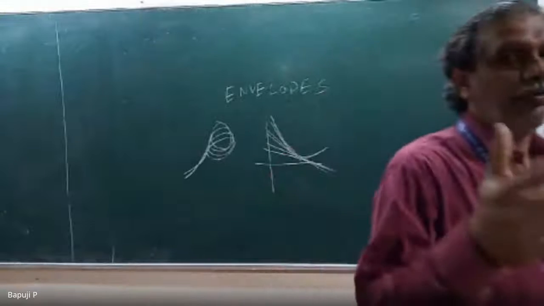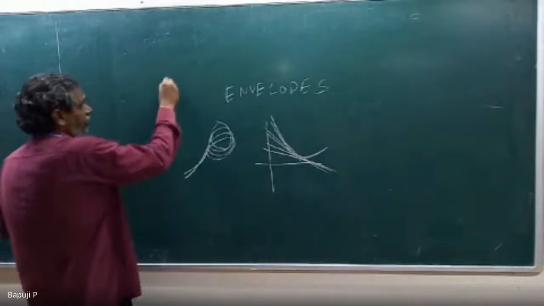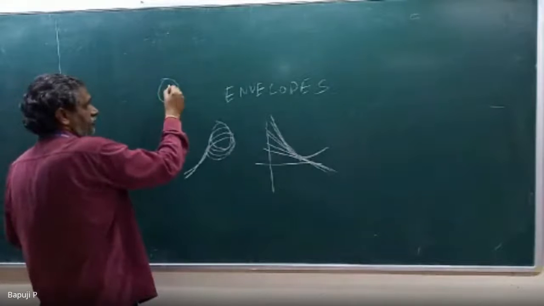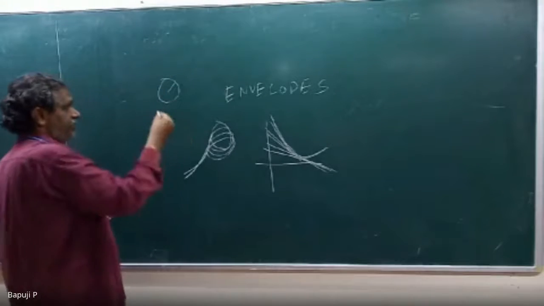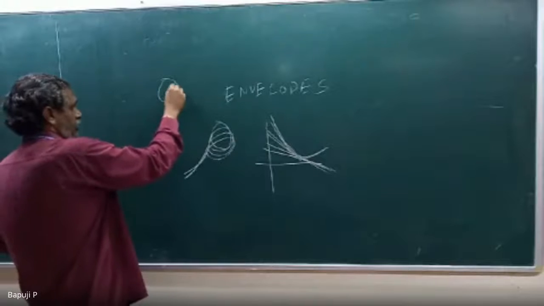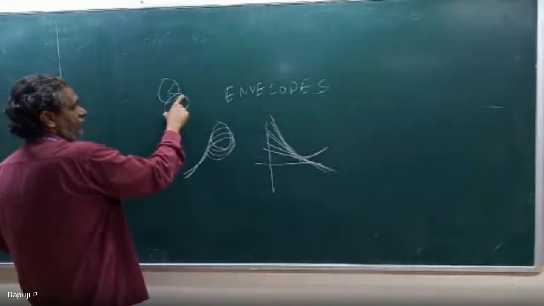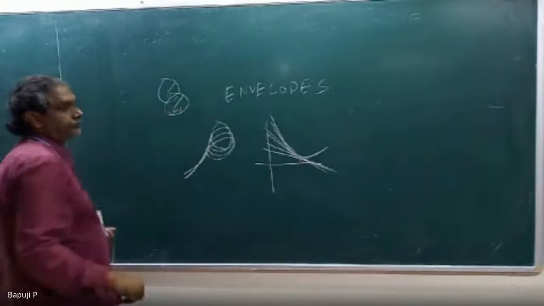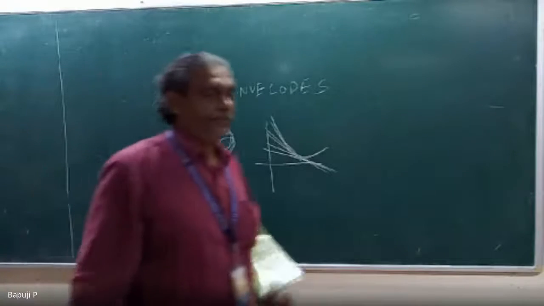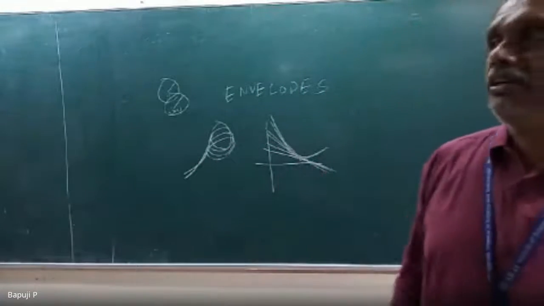Otherwise, you can take a 1 rupee coin. You can move it, but the 1 rupee coin's radius stays the same; only the position of the center changes. Suppose here it is 1, and it comes to 2. It is the same 1 rupee coin. When it becomes 3, 4, we get a line. So the locus of the intersection of neighboring curves is called the envelope.